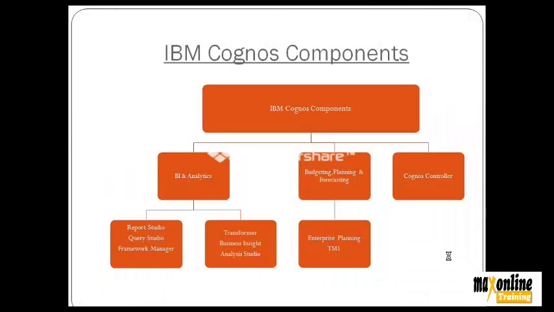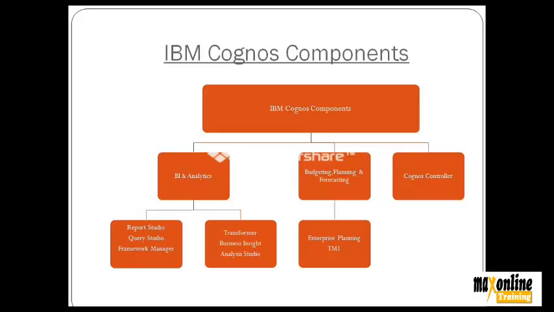Just get the next slide. So basically, what I was telling you was that the IBM Cognos components consist of the BI analytics space, and they have the budgeting, planning, and forecasting tool, and they also have a Cognos Controller, which is basically an altogether different tool from these two tools of BI analytics and budgeting and planning.